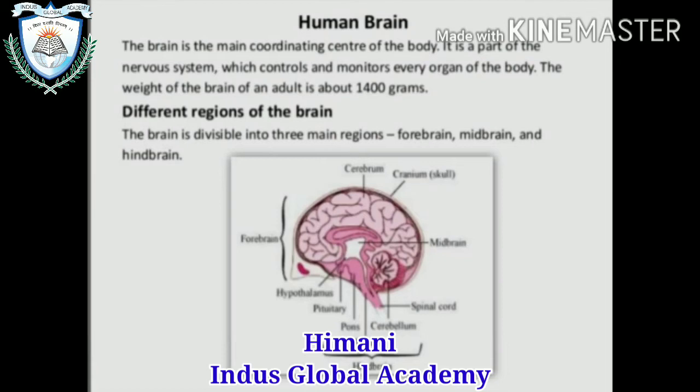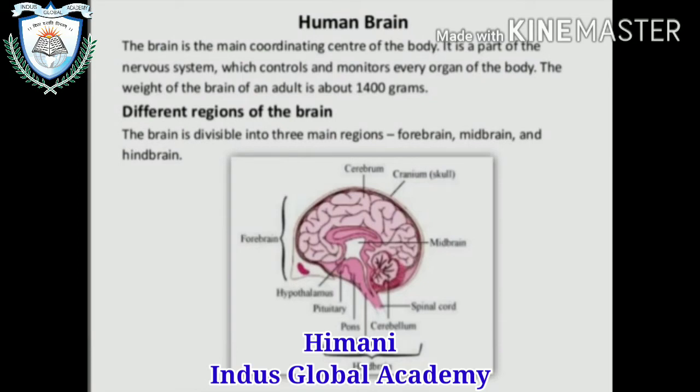So let's start with the human brain. The brain is the main coordinating center of the human body, as you already know. It is the part of the nervous system which controls and monitors every organ of the body. The weight of the brain of an adult is about 1400 gram, or you can say 1 to 1.5 kilogram. Recent estimates have suggested that the brain contains anywhere between 86 billion to 100 billion neurons.